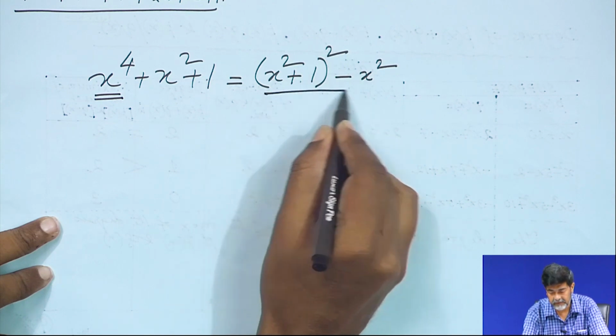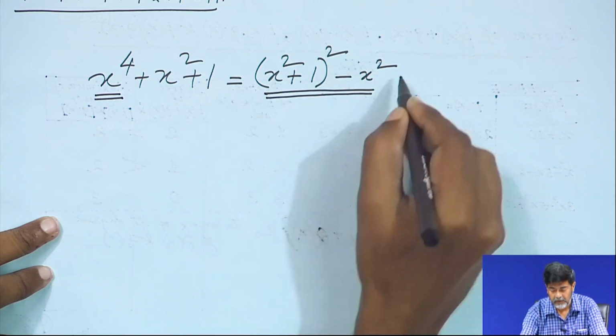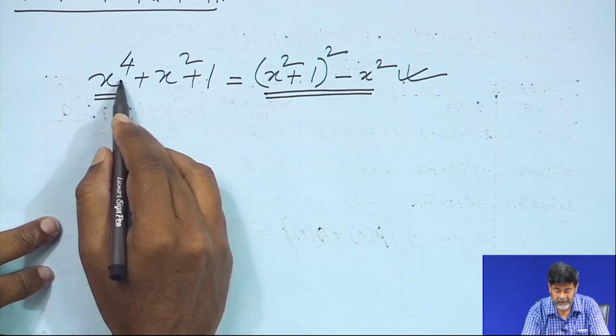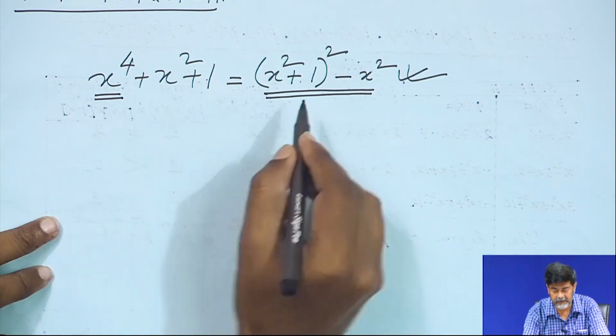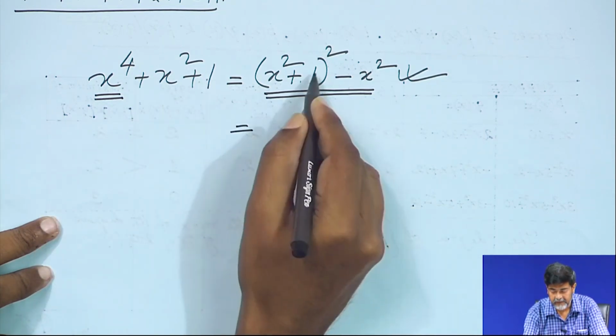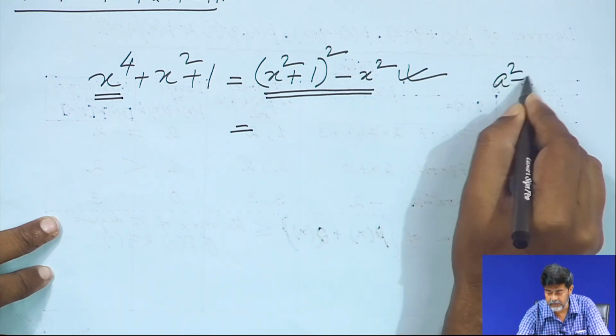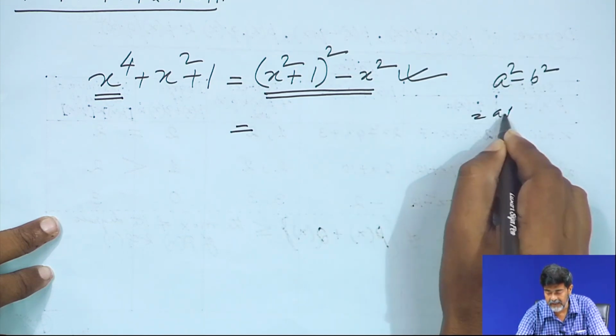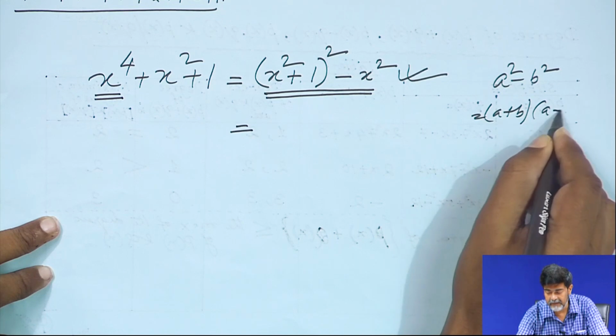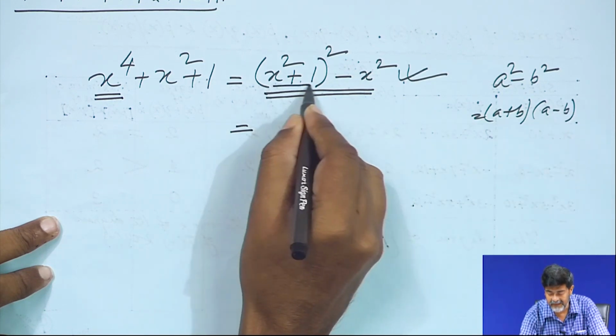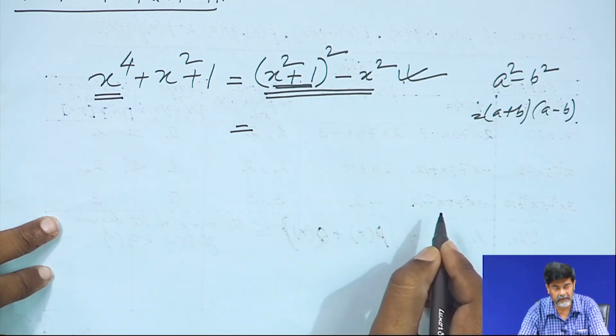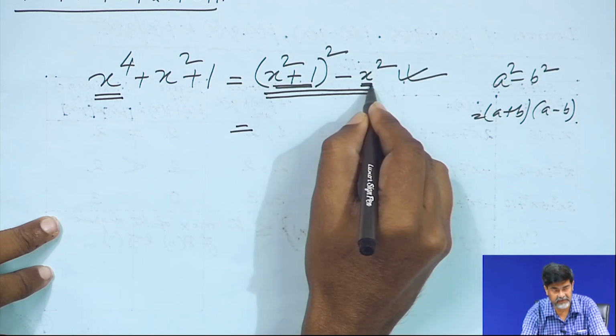Is it right? Yes, sir. So, this is the formula for x to the power 4 plus x square plus 1. This is the expression. And remember the formula for a square minus b square. This is a plus b into a minus b. Here we have a as x square plus 1 and b as x.